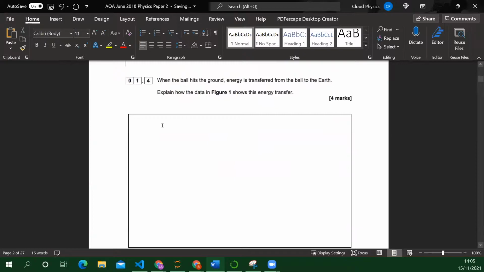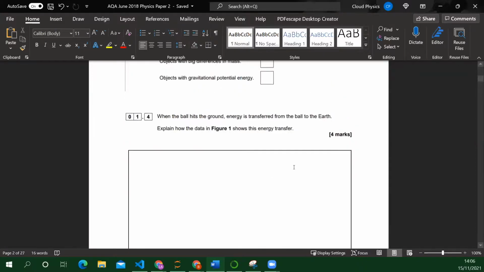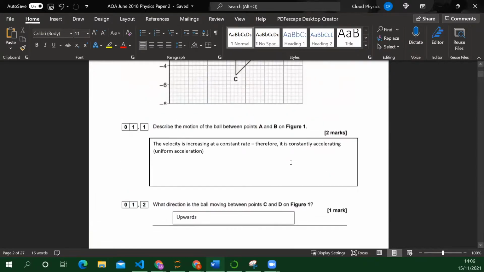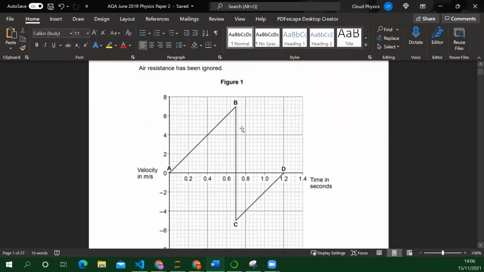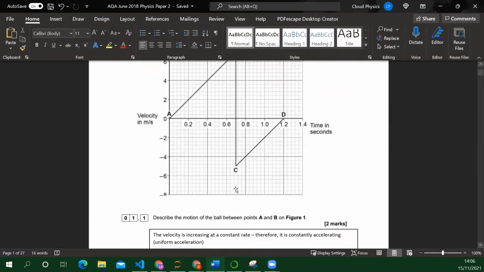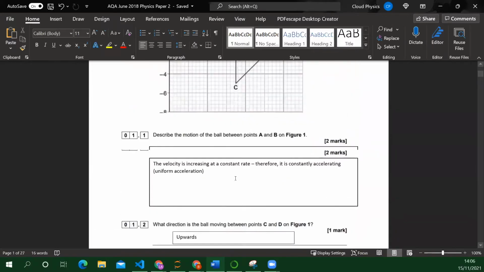When the ball hits the ground, energy is transferred from the ball to the earth. Again, we've got to look at the context there. Explain how the data in figure 1 shows this energy transfer. So let's go back up again. It's this point, B, when it hits the ground. You can see the velocity actually instantaneously changes direction there.